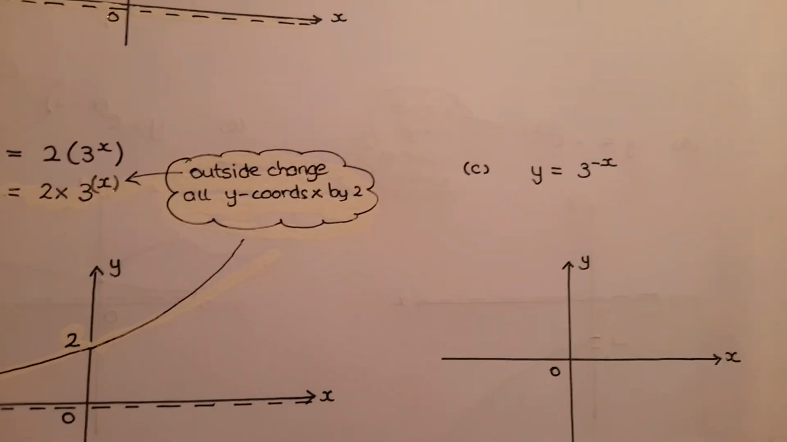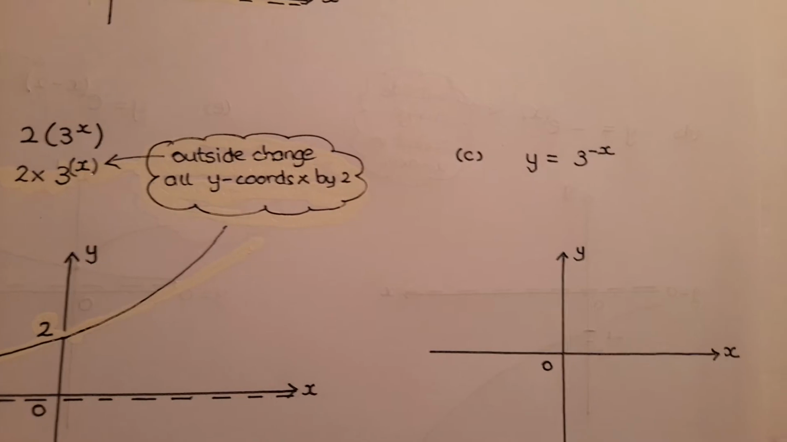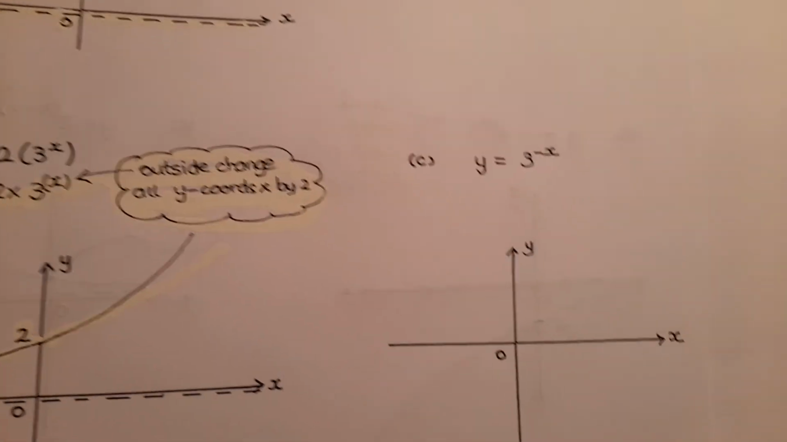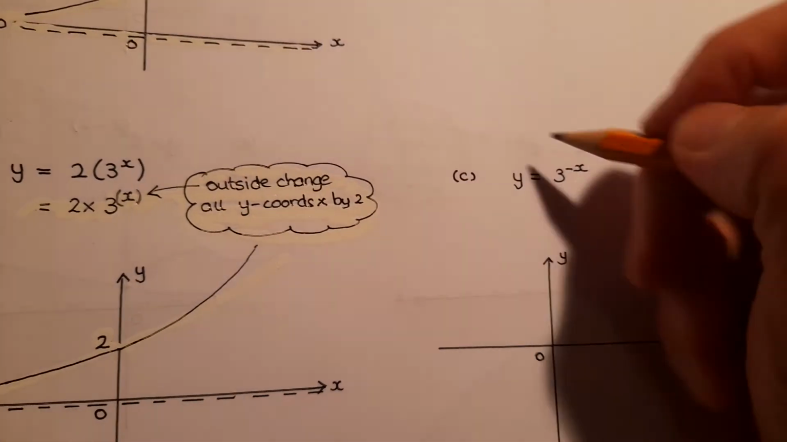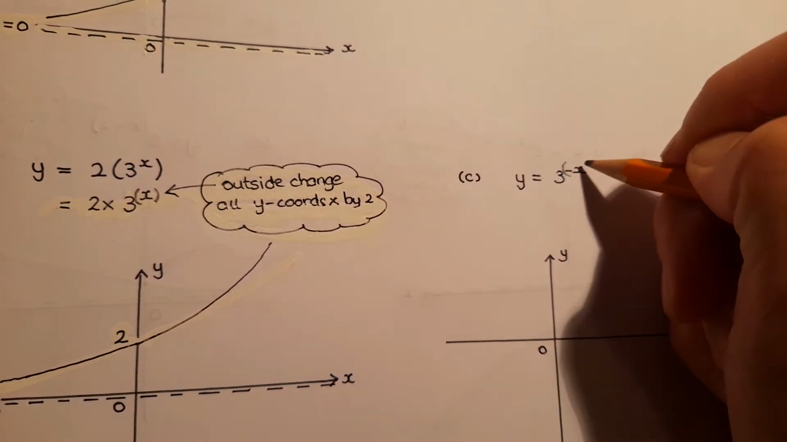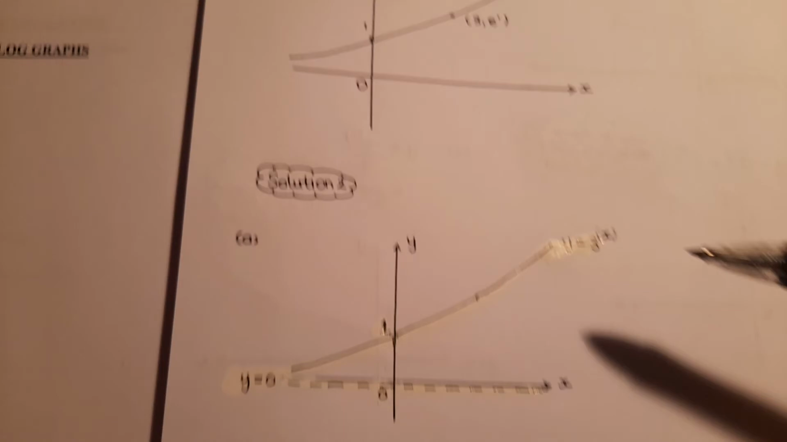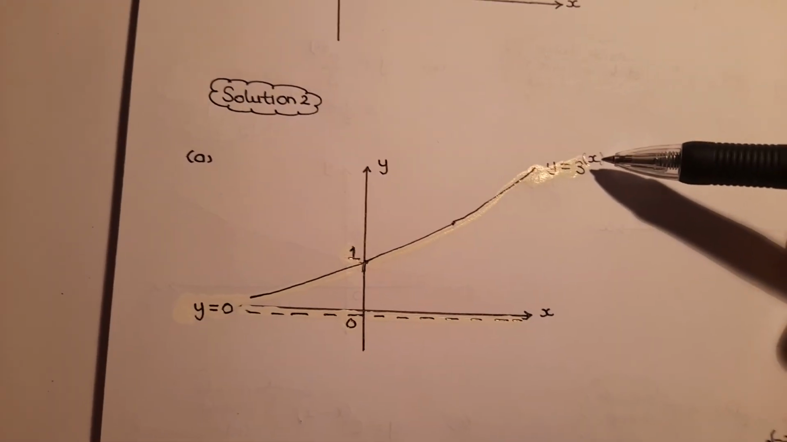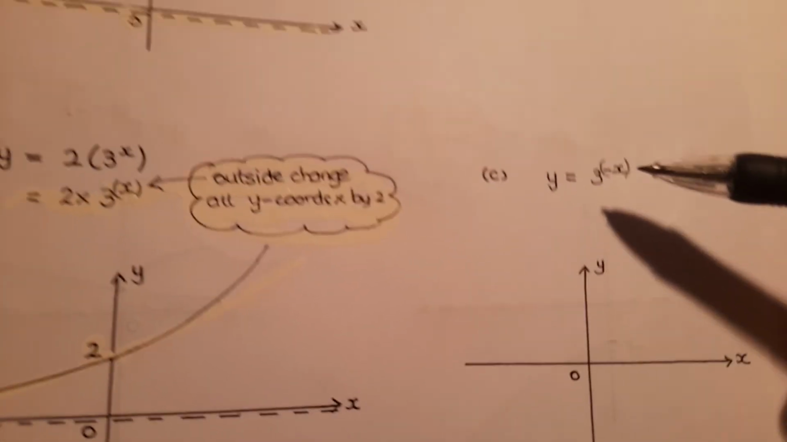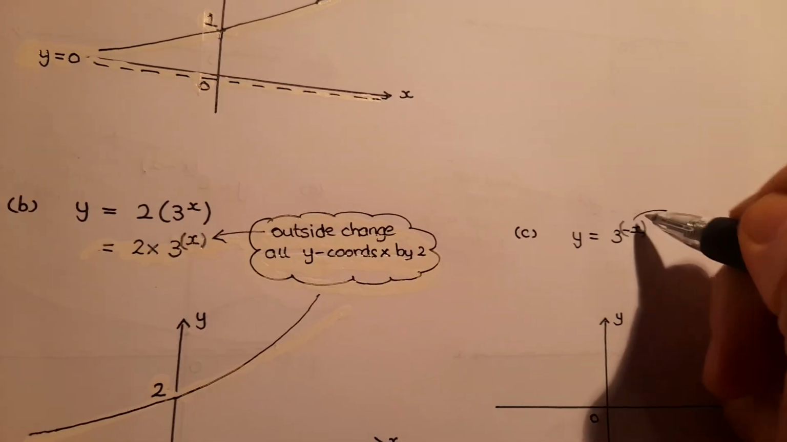Okay, on to the final one in example 2. We want to sketch the graph y equals 3 to the power minus x. So again, I'm going to put brackets around the power. So you notice the power is negative x. In the original graph, the power was just x, 3 to the power of x. Now it's 3 to the power minus x. So it's clearly an inside change.